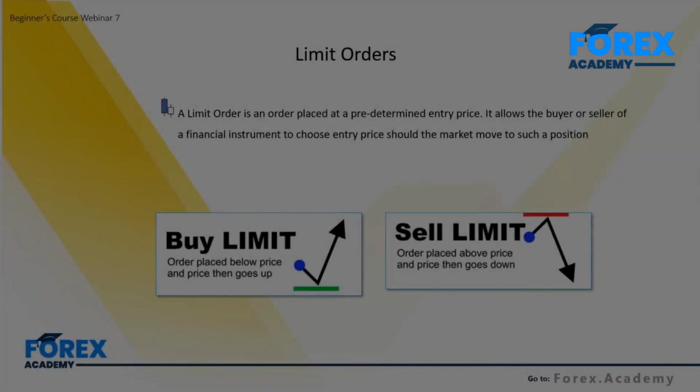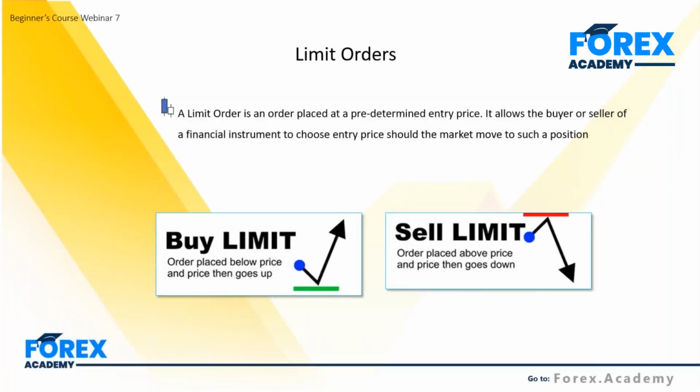So let's discuss then limit orders. A limit order is an order placed at a predetermined entry price. It allows the buyer or seller of a financial instrument to choose entry prices should the market move to such a position. So we have two different examples here. We have a buy limit order and a sell limit order. So what do they do, guys? Why would we use these orders in the market? Well, of course, they have different advantages and disadvantages.